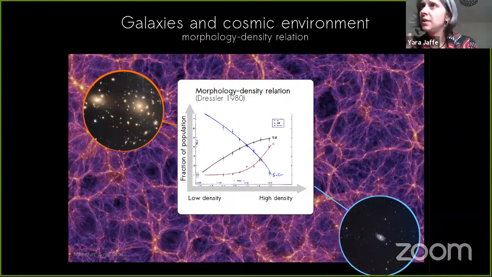So this finding can be summarized by the very well-known morphology-density relation shown here, where we have the fraction of different galaxy populations plotted against galaxy density. The higher the galaxy density, the more likely you are to find elliptical and lenticular galaxies, and this growth happens at the expense of spirals and irregular galaxies, which are much more common in the field and low density regions of the universe.